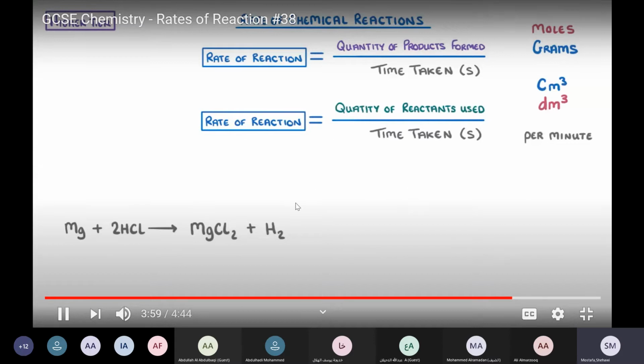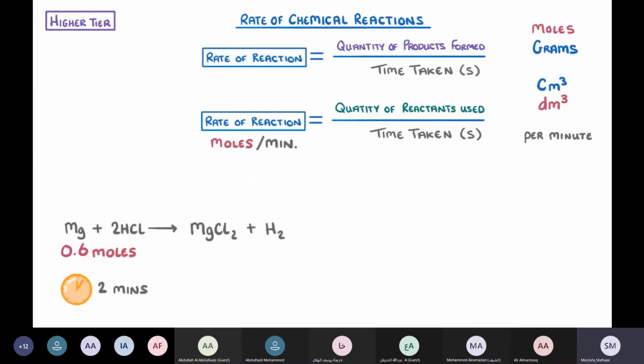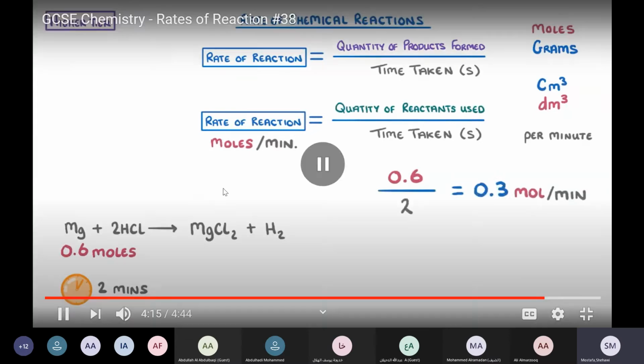For example, if we were told that 0.6 moles of magnesium were used in 2 minutes, then to calculate the rate in moles per minute, we would just do 0.6 divided by 2 to give us 0.3 moles per minute. So, and this is the rate.